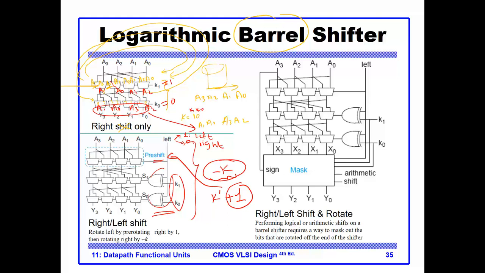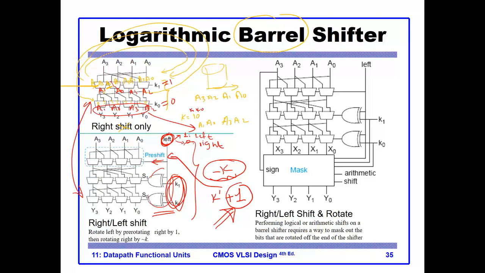So the question is, why didn't I do this for the funnel shifter? The funnel shifter incorporated this plus one in its Z layer. So we do the pre-shift here only in the left operations, and we invert the K's only in the left operations, and we use the same hardware as here.